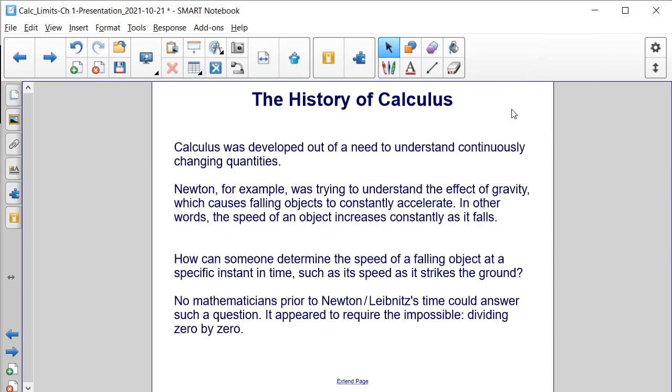Calculus was developed out of a need to understand continuously changing quantities. Newton, for example, was trying to understand the effect of gravity, which causes falling objects to constantly accelerate. In other words, the speed of an object increases constantly as it falls. So how can someone determine the speed of a falling object at a specific instant in time, such as its speed as it strikes the ground? No mathematicians prior to Newton and Leibniz's time could answer such a question. It appeared to require the impossible, dividing 0 by 0.